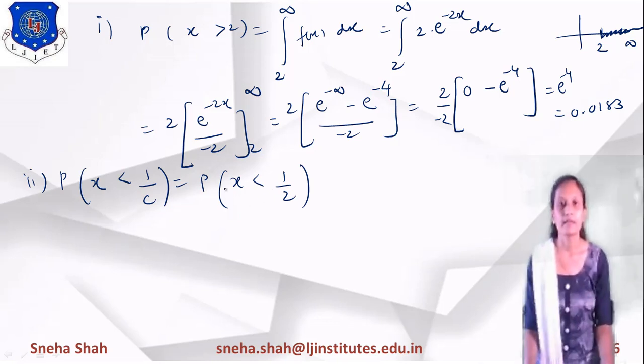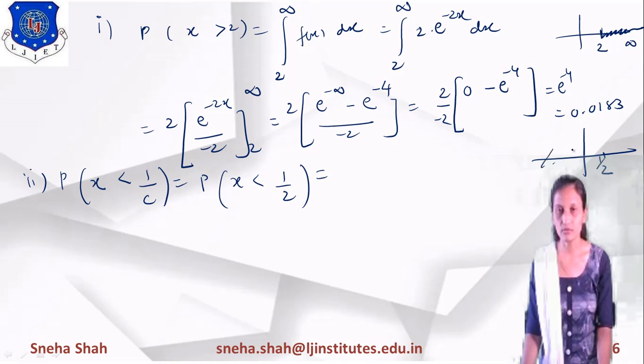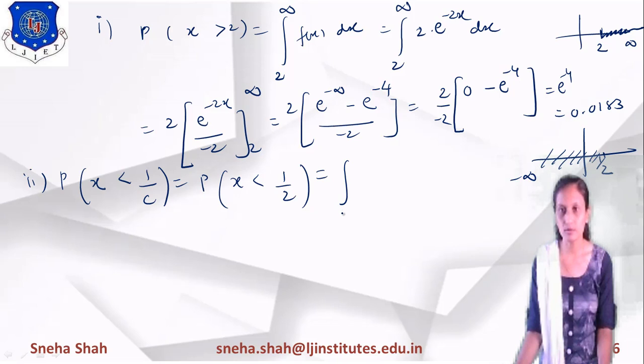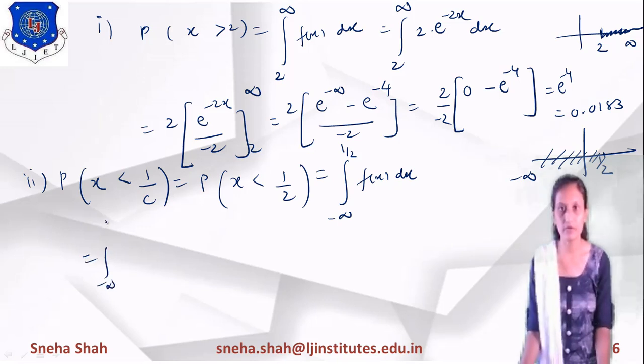Now, how will we find this particular value? Taking this as 1 by 2, we have to take less than 1 by 2, which means the range from minus infinity to 1 by 2. So what will be the equation? The probability will be the integral from minus infinity to 1 by 2 of f of x dx. Now instead of f of x, I will put the value, so the term will be 2 into e raised to minus 2x dx, right?